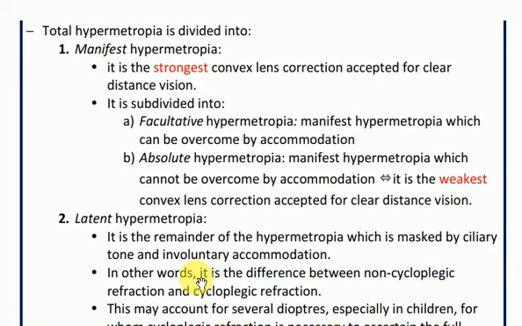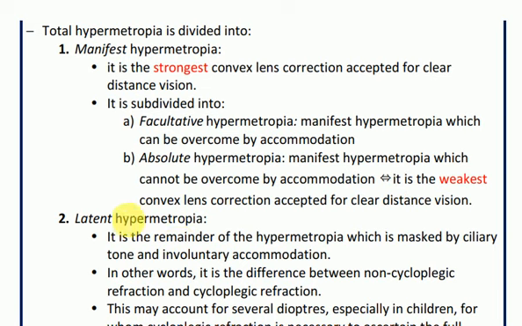Latent hypermetropia in simple words is the difference between non-cycloplegic refraction and cycloplegic refraction. So if you do non-cycloplegic refraction and give the strongest convex lens and then you do cycloplegic refraction, the difference is the latent hypermetropia. Manifest is further divided into facultative and absolute. Facultative hypermetropia can be overcome by accommodation. Absolute hypermetropia is the hypermetropia which cannot be overcome by accommodation. It is the weakest convex lens correction accepted for clear distance vision.